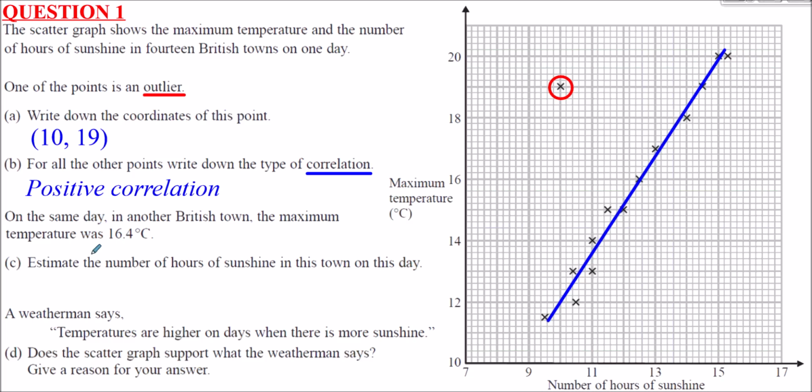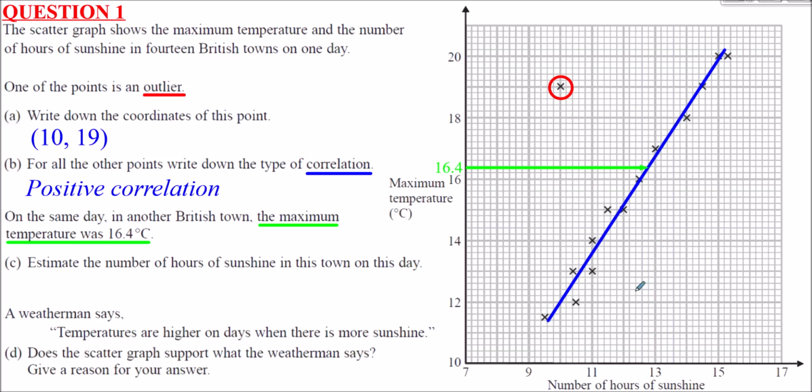Part C, we're told on the same day in another British town, the maximum temperature was 16.4 degrees Celsius. Based off that, we're going to need to estimate the number of hours of sunshine in this town on that particular day. So what we do first of all is we find where 16.4 is on this vertical axis and read it off. So 16.4 is here. You then read along until we hit this line of best fit, but we don't go any further like this. Once we hit the line of best fit, we go straight down vertically and read off the corresponding hours of sunshine, which is going to be our prediction based on this line of best fit.